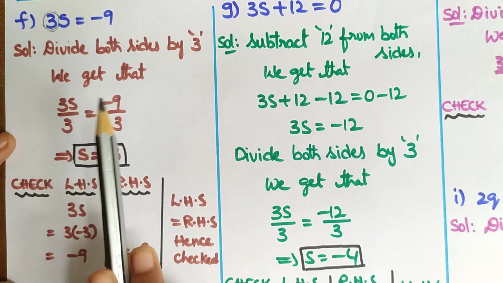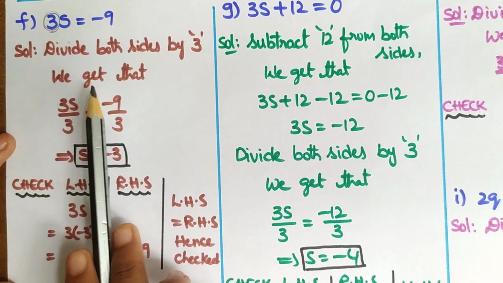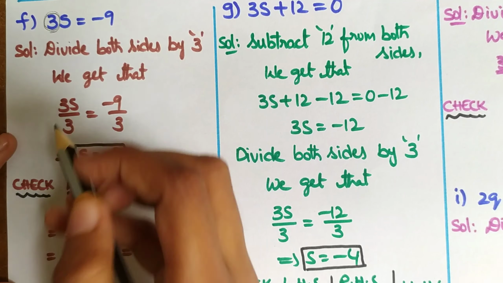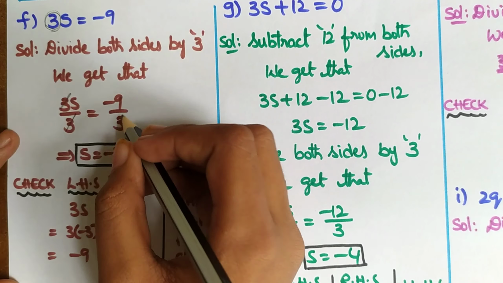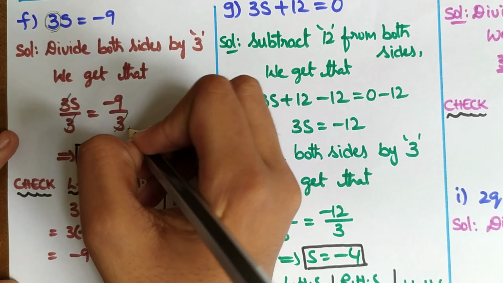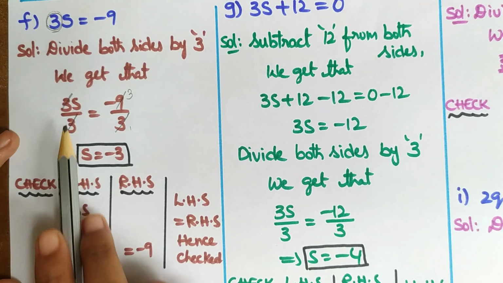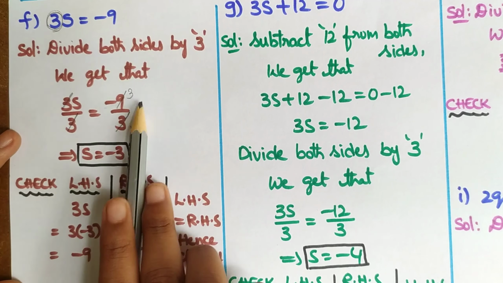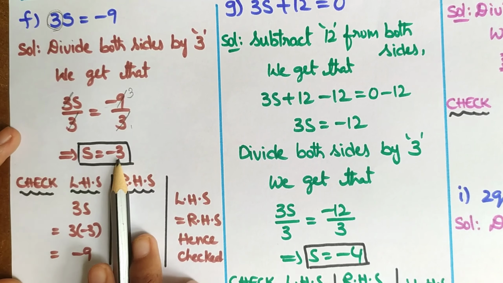Both LHS and RHS let us divide by 3. We get 3s by 3 is equal to minus 9 by 3. Here 3 and 3 get cancelled. Minus 9 by 3: 3 1s are 3 and 3 3s are 9. So it is s equal to minus 3, that is minus 3 by 1, nothing but minus 3. So s is equal to minus 3.